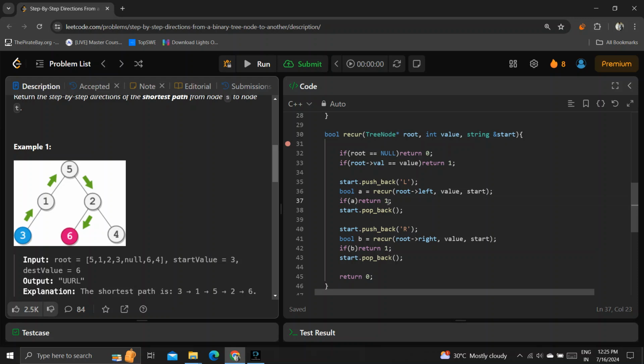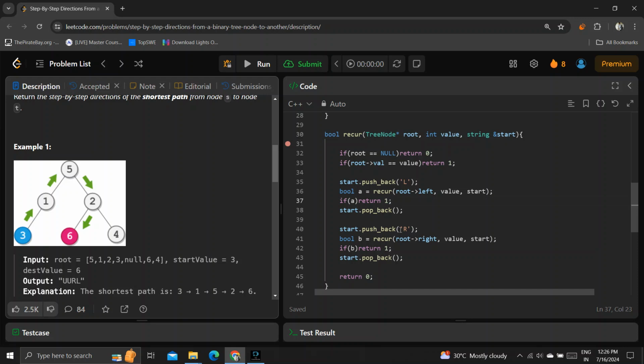Now here we will receive 0. If a is equal to 0, return 1, but it is 0, so it will not return 1 and will pop back. Basically we have pushed L here, so we will pop back L. So now our string contains only L. Okay, hope you have got it.